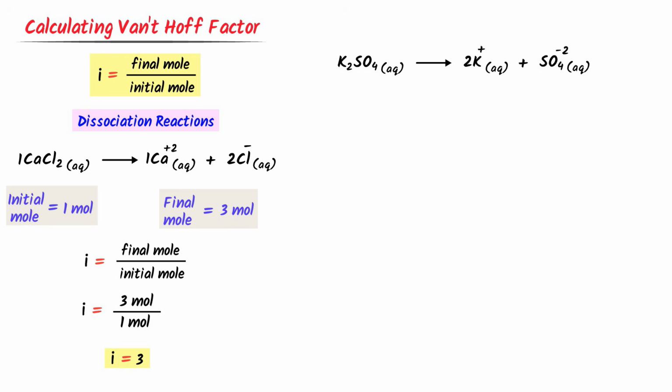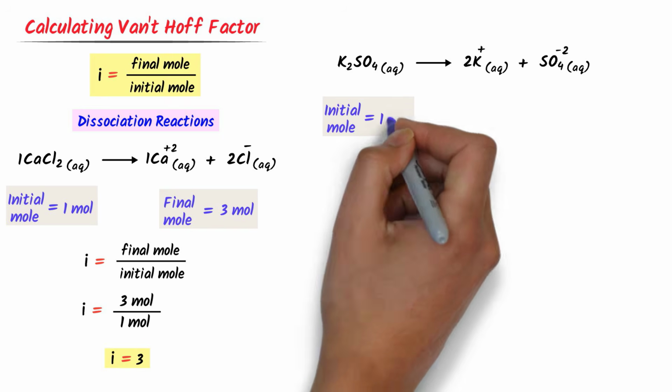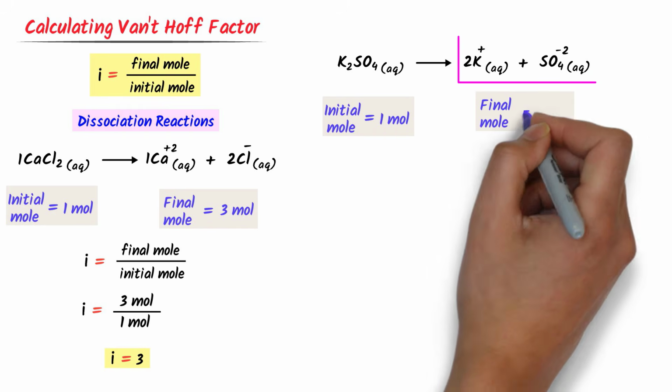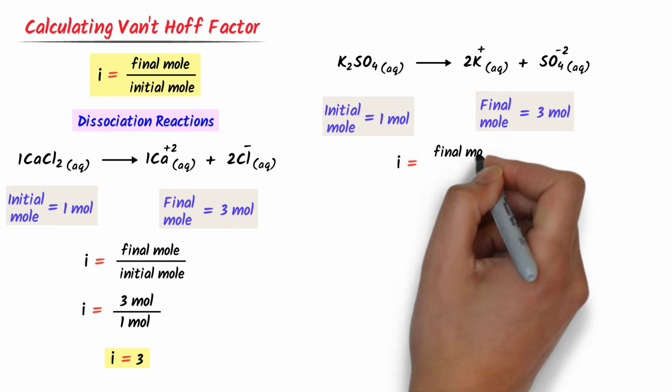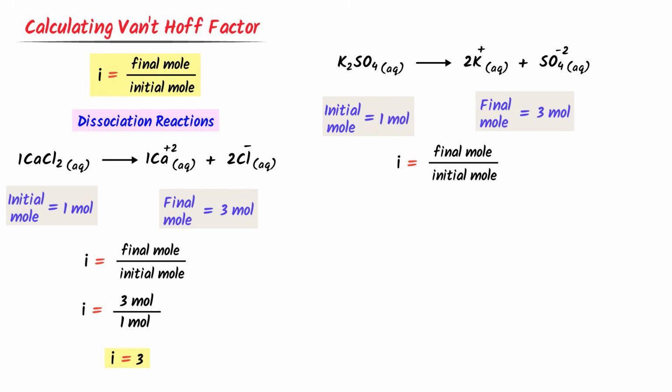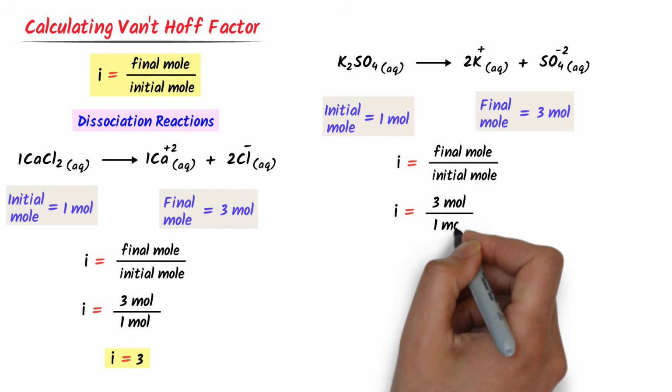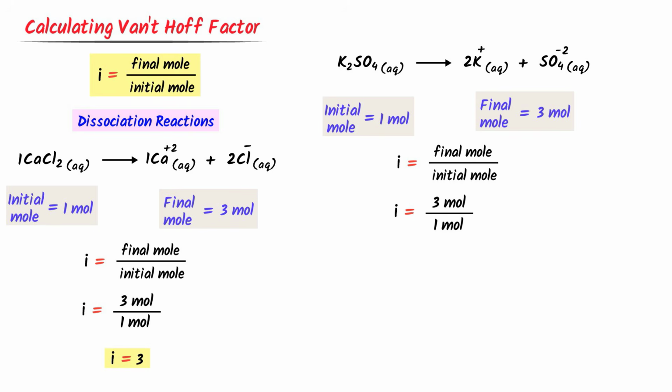Well, we can see that the initial moles of a solute is 1 mole. The final moles of a solute is 2 moles of potassium ions and 1 mole of sulfate ions, which is equal to 3 moles. We know that Van't Hoff factor i is equal to final moles of a solute upon initial moles of a solute. The final moles of a solute is 3 moles and the initial moles of a solute is 1 mole. After calculation, I get 3. Hence the Van't Hoff factor of this reaction is 3.